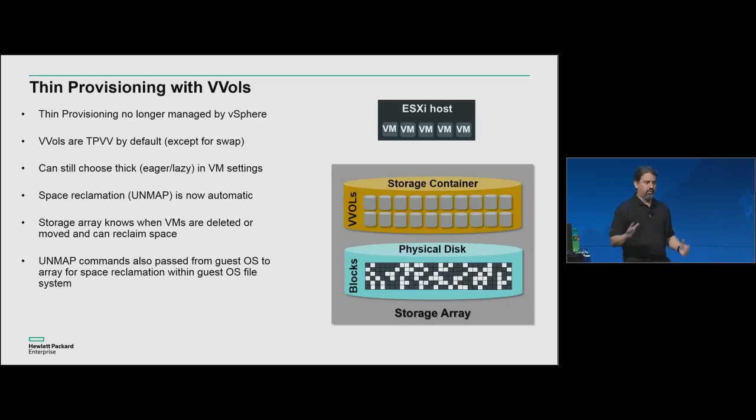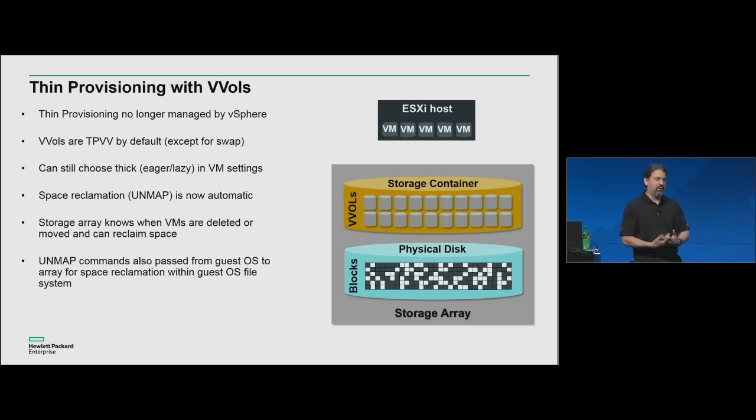Another great thing with VVols is the way provisioning works in general. We're not pre-allocating any space. When I create a VM, it's thin provisioned by default. So I'm going to create my data VVol, and it'll be thin provisioned. And that thin provisioning is, again, an array-based feature. We don't have the option of doing it any longer on the vSphere side. You can still choose thick if you want. It's in the VM settings. But for most use cases, it's going to stay thin.